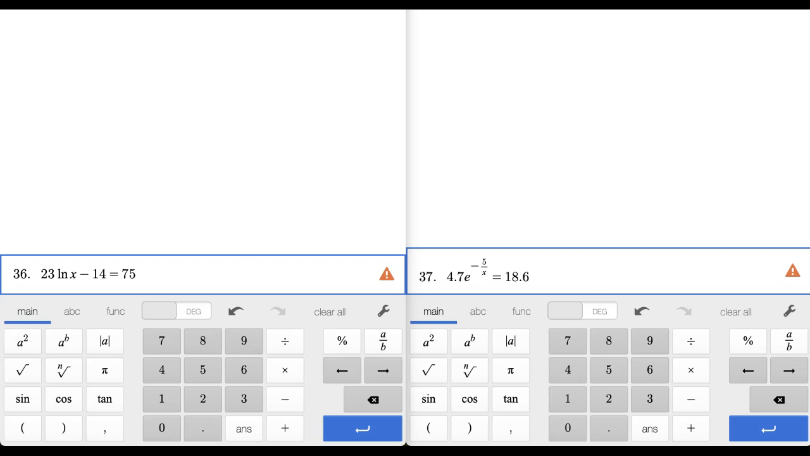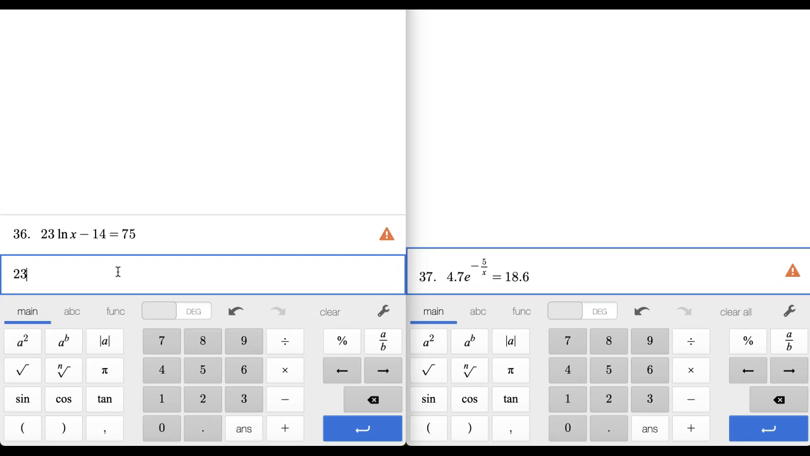All right, let's solve more log equations. So 36 and 37, it says we can solve to two decimal places. In the end, we will get some nasty decimals, but you have calculators to check your answers with. So let's isolate your log function first. That should always be the first main goal.